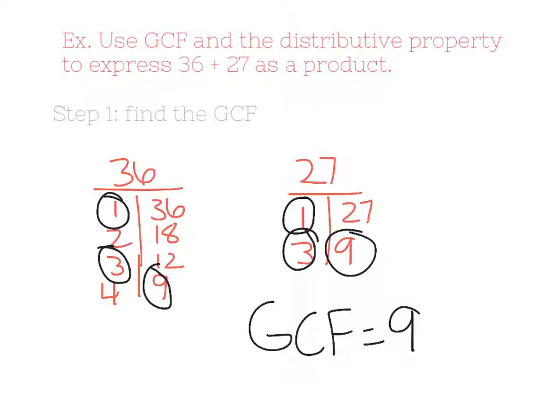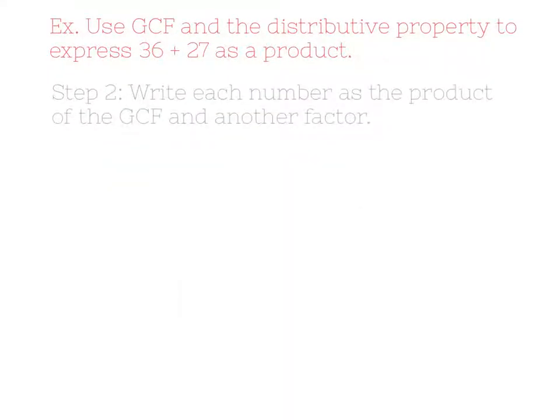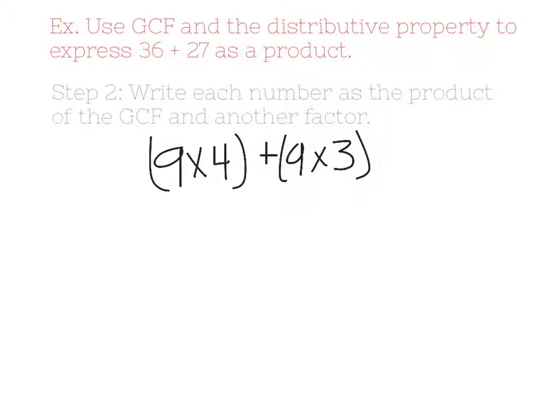Once we find the greatest common factor, we're going to go to step 2. Step 2 is write each number as the product of the GCF and another factor. So I'm going to take 9, and I'm looking at 36. 9 times what equals 36? 9 times 4. Put those in parentheses. Plus 9 times what equals 27? 9 times 3. I took 36 and divided it by 9, and it gave me 4. I took 27, divided it by 9, and it gave me 3. So that's step 2. Remember, I got my 9 from my GCF.